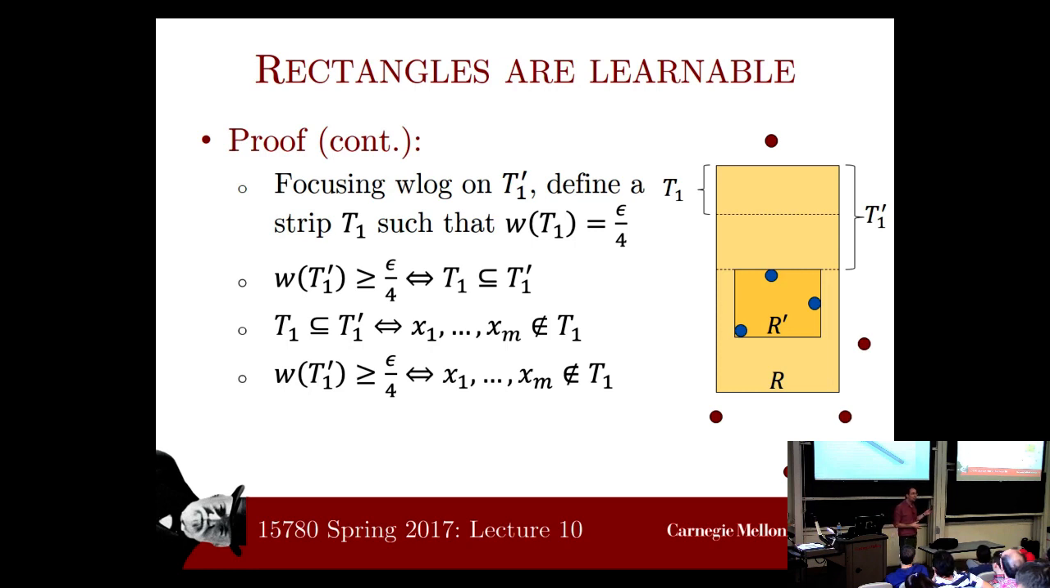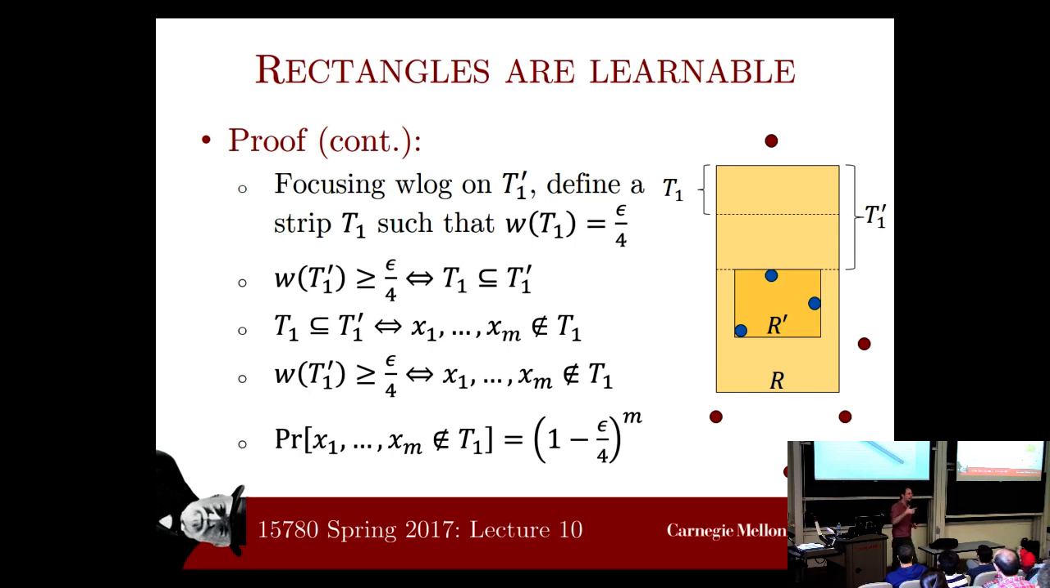All we need to ask ourselves is what's the probability that all of our samples end up outside of T1? And this is really easy, right? Because we defined T1 in a very specific way. It's a region with weight epsilon over 4. So the claim is the probability that all of these points are outside of T1 is exactly (1 minus epsilon over 4) to the power of m. Because the probability of any point falling in that region is epsilon over 4. The probability of any single point falling outside of the region is 1 minus epsilon over 4. And then you need that to happen for all m points, again and again. So it's (1 minus epsilon over 4) to the power of m.